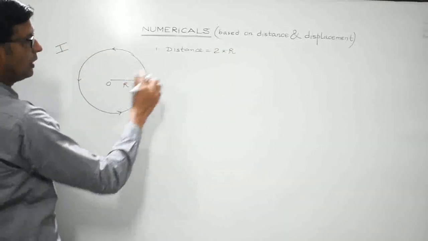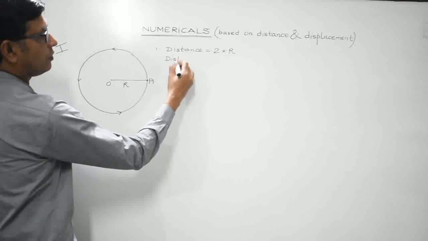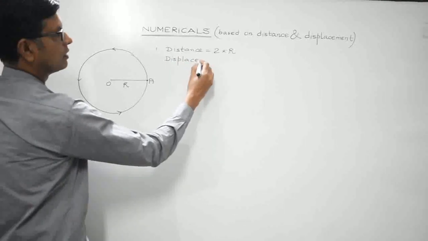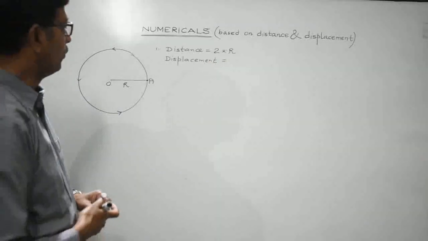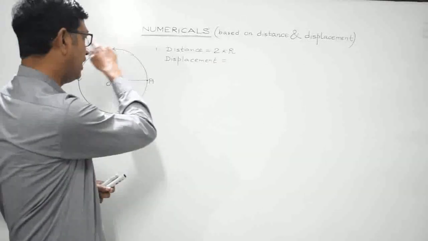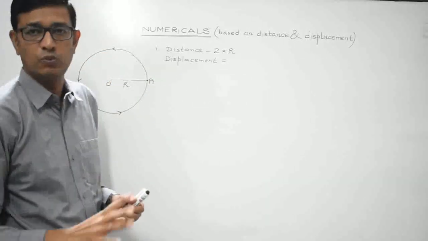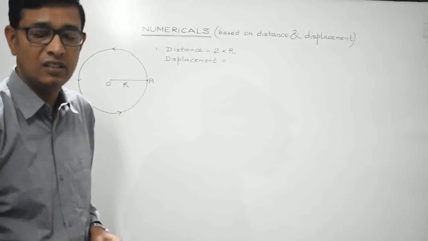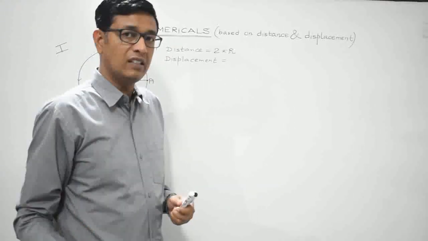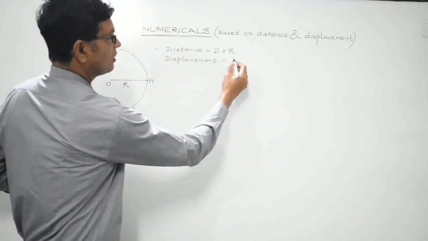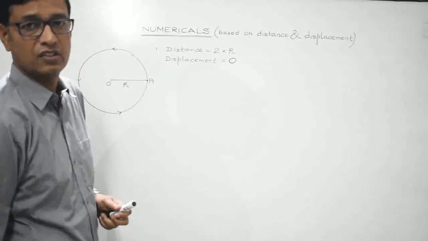Now what about the displacement in this case? Displacement is the shortest distance between the initial and the final position. Over here A is the initial position and A is itself the final position. So both initial and final position coincide. As I have told you, whenever initial and final position coincide, then the displacement is always 0. So that's the first case.